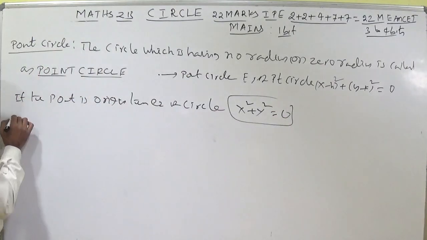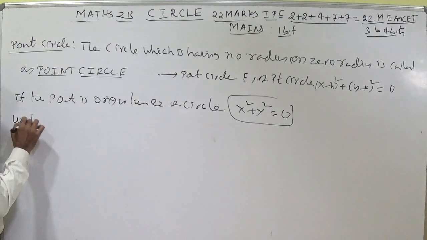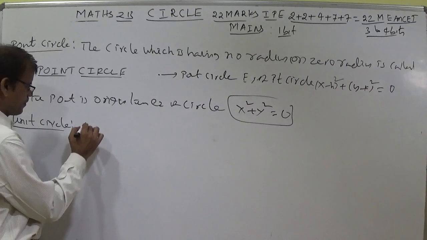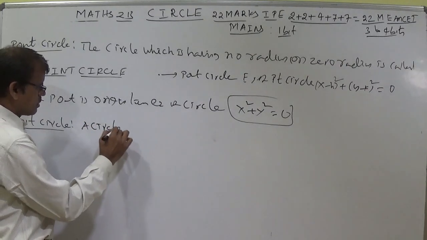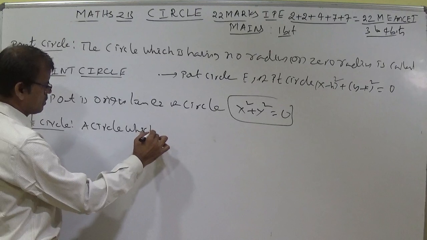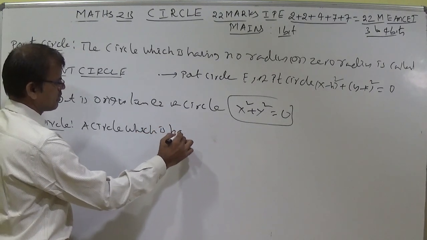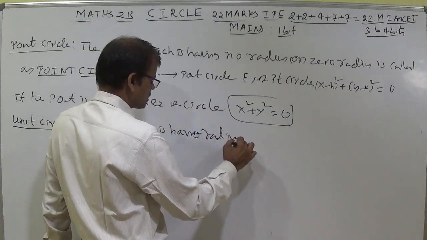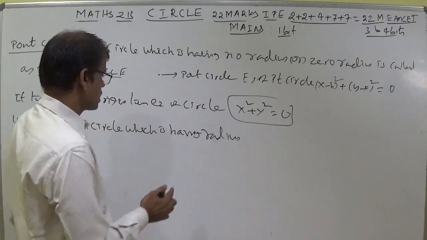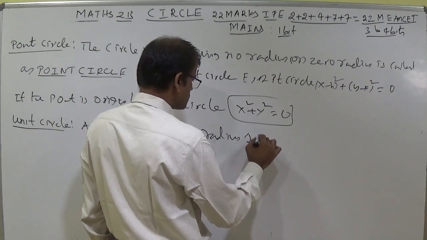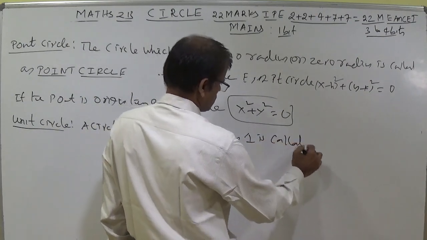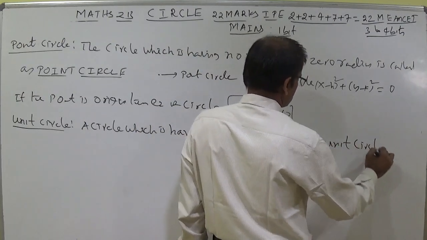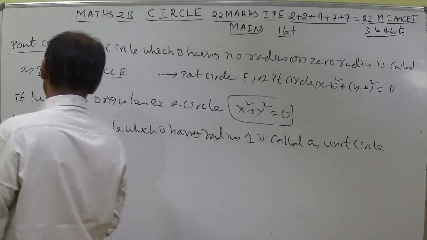Next, you write the definition of unit circle. A circle which is having radius 1, there is no condition of center here. A circle which is having radius 1 is called as unit circle. That's all.